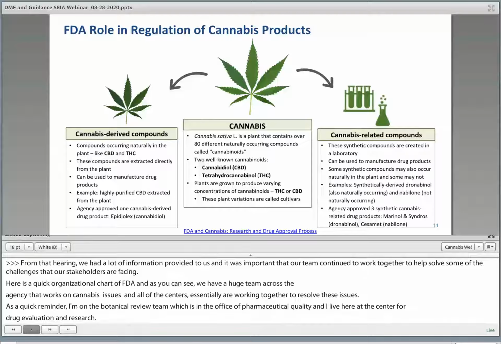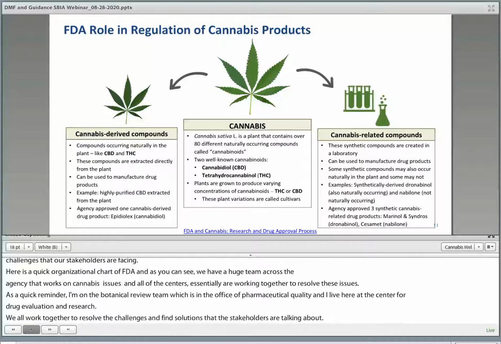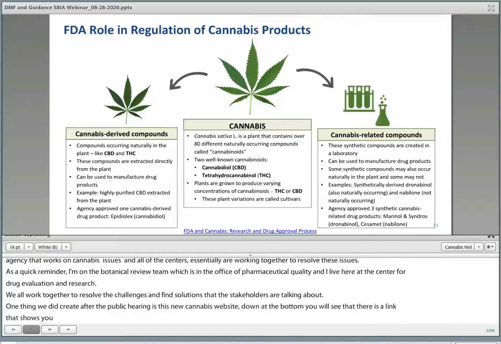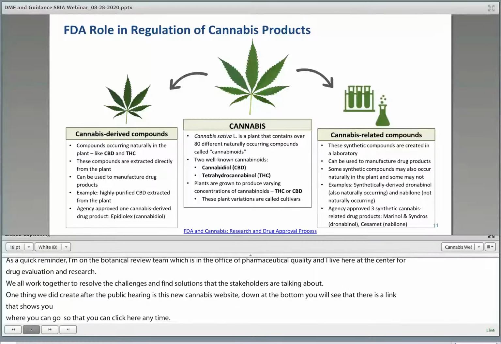Now, one thing that we did create after the public hearing is this new cannabis website. Down at the bottom, you'll see that there's a link that shows you where you can go, so you can click here anytime. And when you go to the website, this is the first visual that you will see. Here in the middle, we have cannabis, and then on the left, we have cannabis-derived compounds, which is where we're going to focus today. And then on the right, you have what we call cannabis-related compounds, which we'll briefly touch on, but the focus of today's conversation will be on our cannabis-derived compounds.